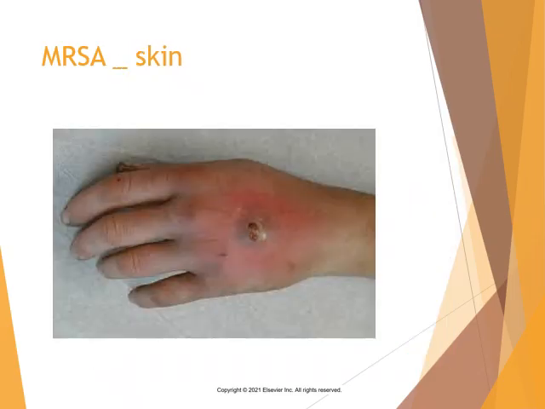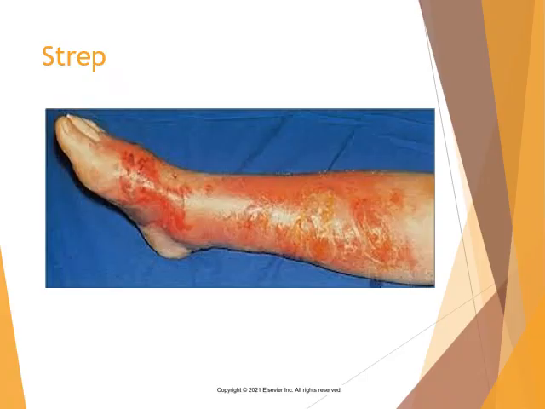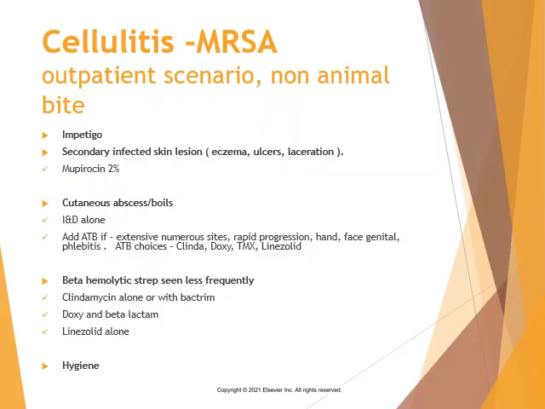This is just a presentation of MRSA of the skin, differentiating with a streptococcal infection of the skin. Cellulitis with MRSA. This is an outpatient scenario, non-animal bite. You might see it from impetigo, from some secondary skin lesions, things like eczema, ulcers, lacerations that then become a cellulitis.